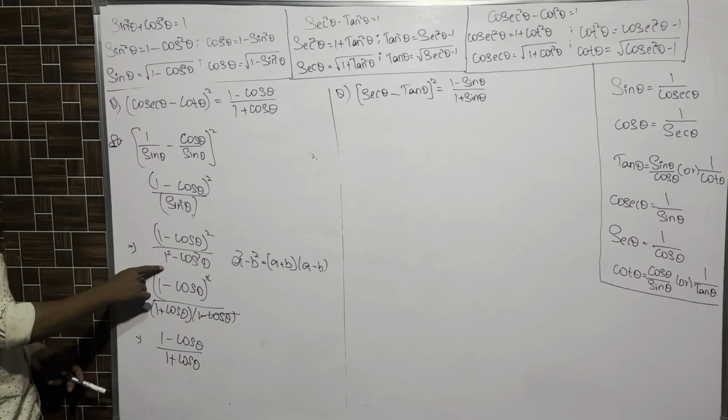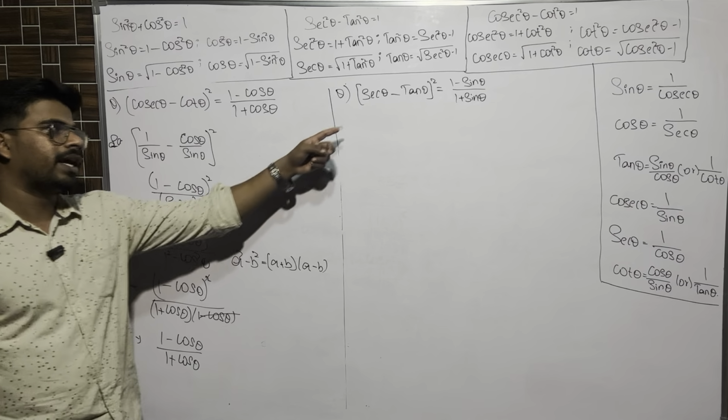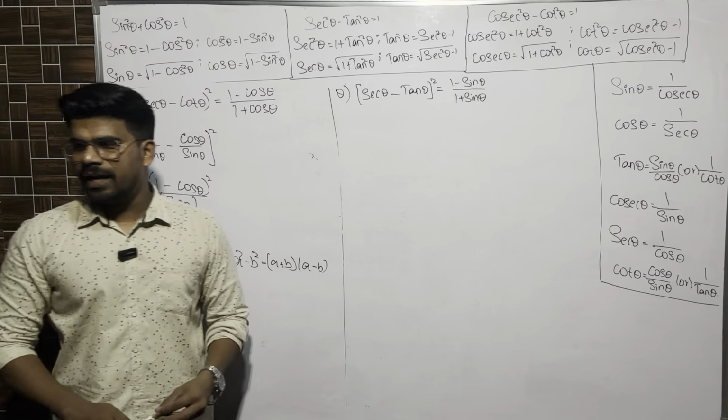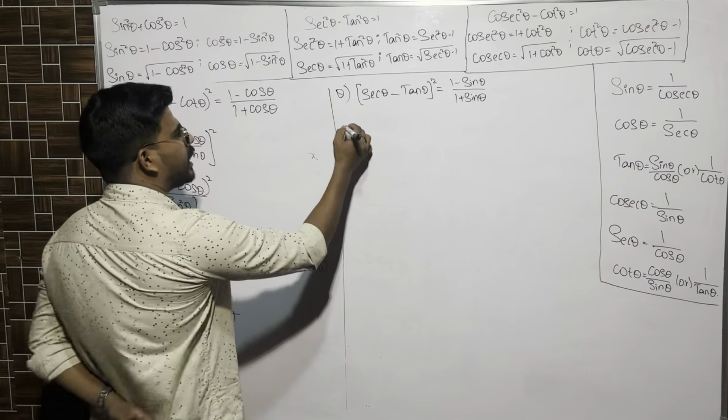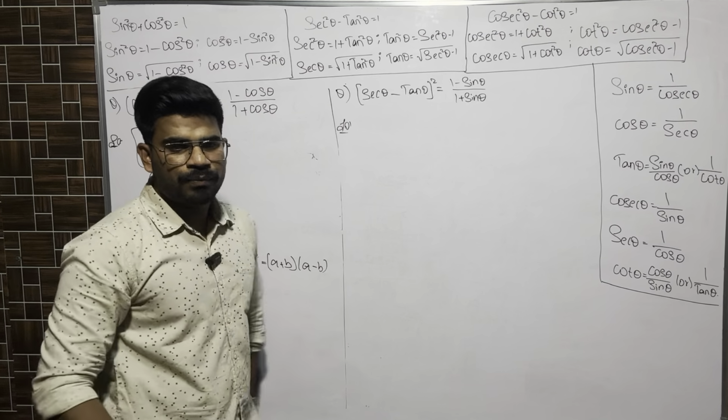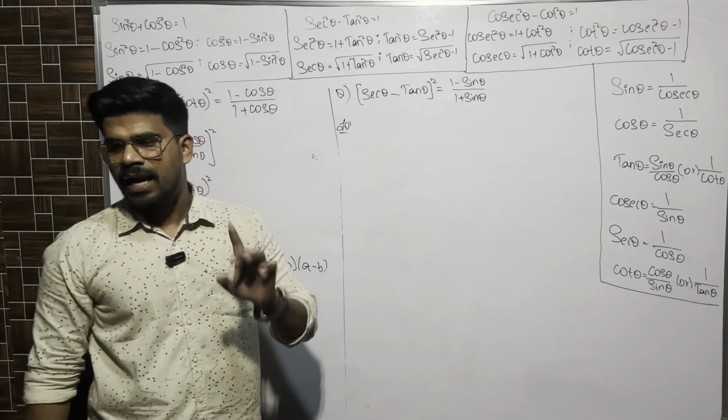1 can be written as 1 square. I already told you that. Similar question here: secant and tan. Secant and tan. How do we write secant? First step, what did I tell? We have to convert into sine and cos.